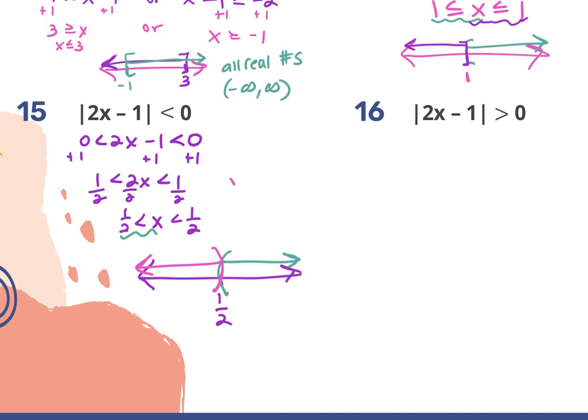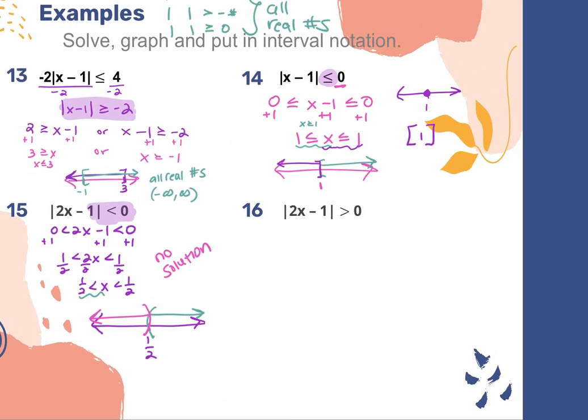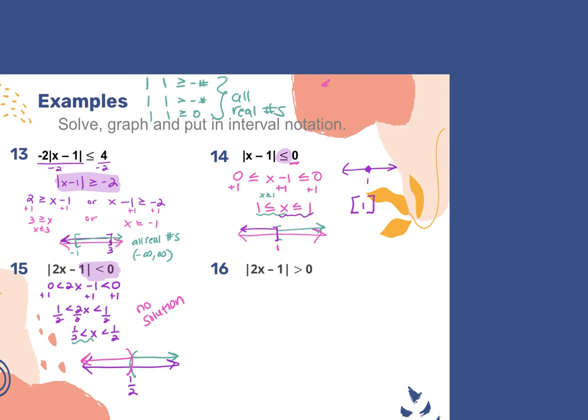So if you can spot it from the beginning, if it said less than zero or less than a negative number, those would be no solution.